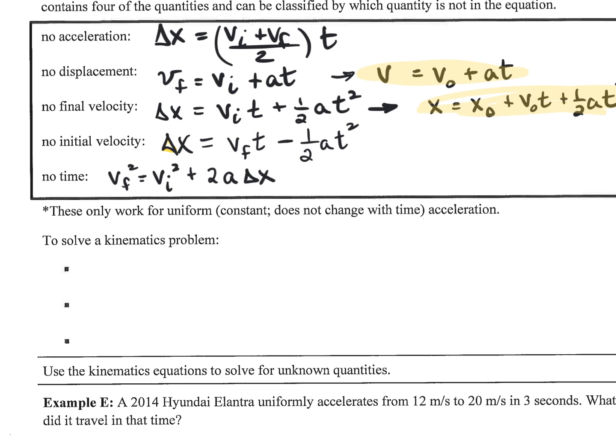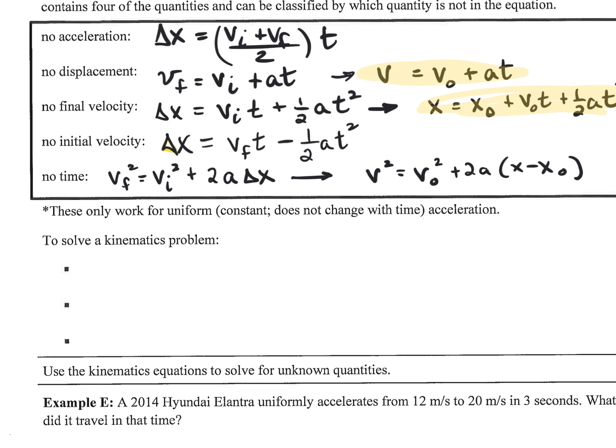Now, this is not what your formula sheet reads. Your formula sheet reads this way: v squared equals v naught squared plus 2a times (x minus x naught). Do y'all see that's the same thing? This is x final minus x initial, isn't it? Isn't that delta x?